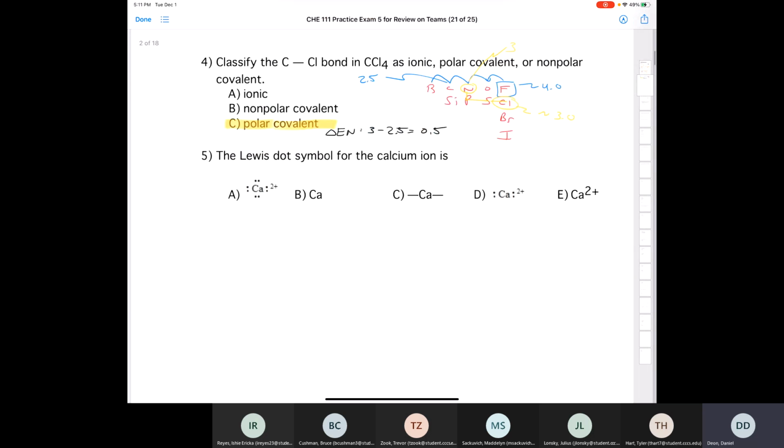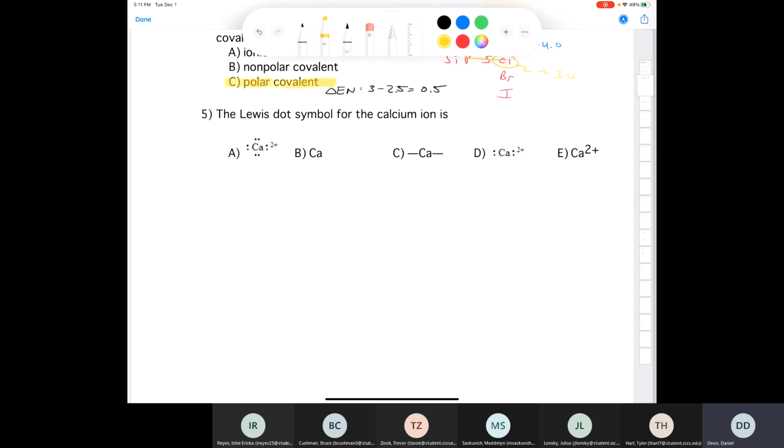Question number 5, the Lewis dot symbol for a calcium ion. Well, if you look at calcium on the periodic table, it's element number 20. Calcium is in group 2A. And so if I was to write the Lewis structure for calcium, just calcium by itself, it would be calcium with 2 dots like that. And if you're wondering, hey, Mr. Deon, could I put the dots like this? I don't care. It doesn't matter. I like them on the sides like this.